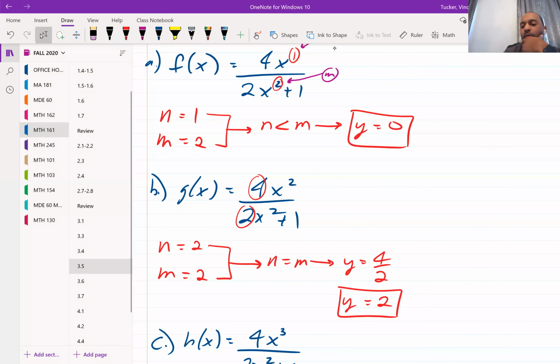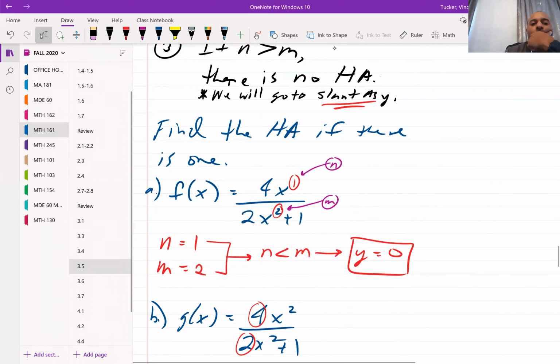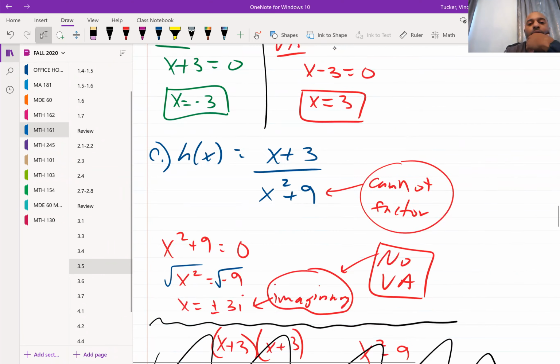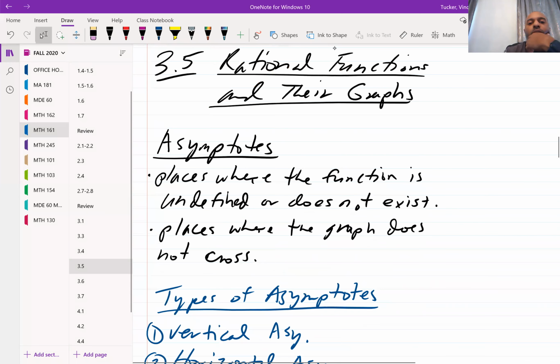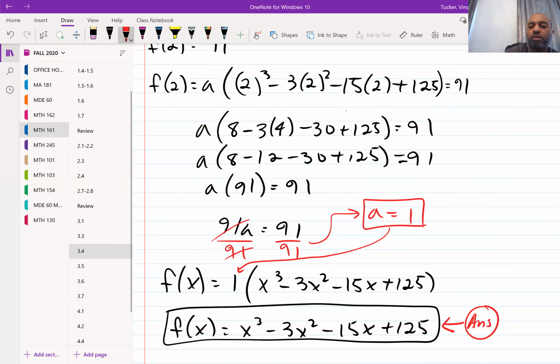All right, we'll start 3.5 since we have a little bit of time. 3.5 content isn't that in depth as long as you follow the steps. So we're looking at rational functions and their graphs. So it says something about the last note. What is it that you see you need?